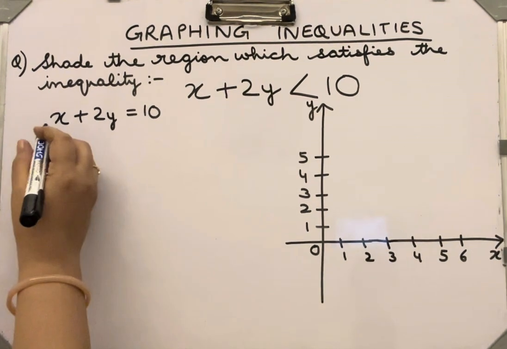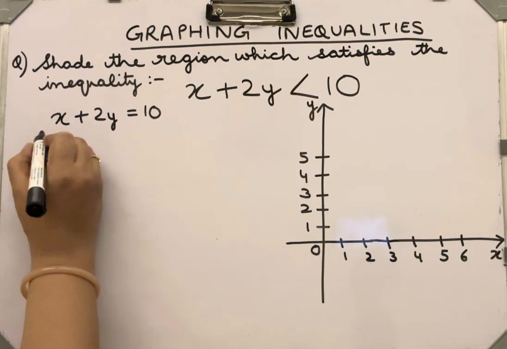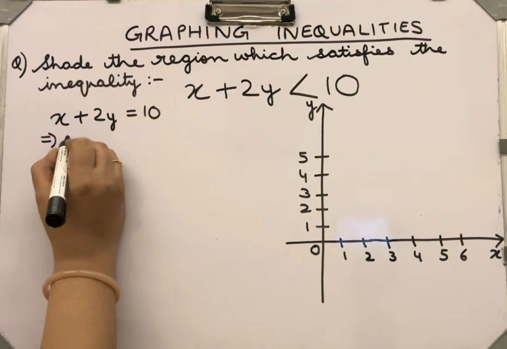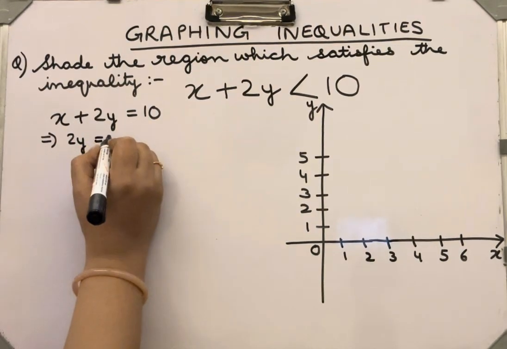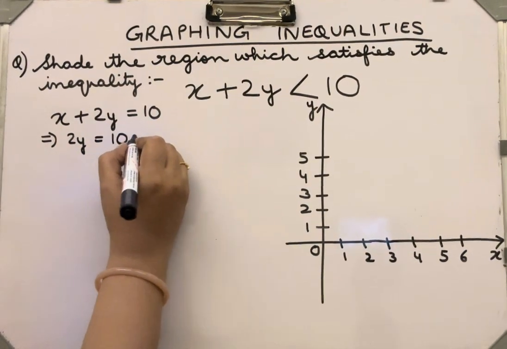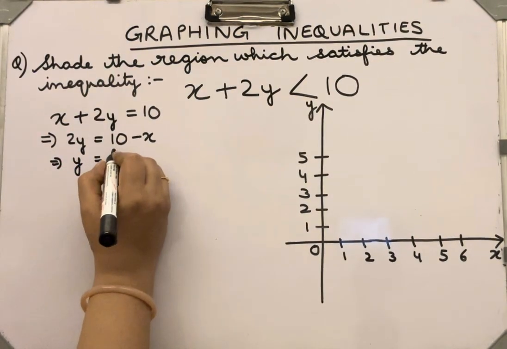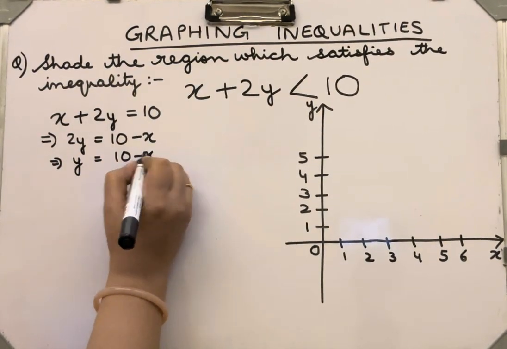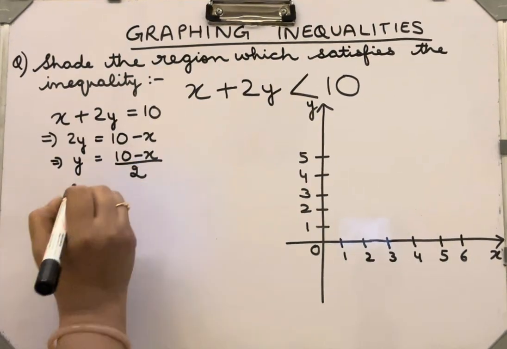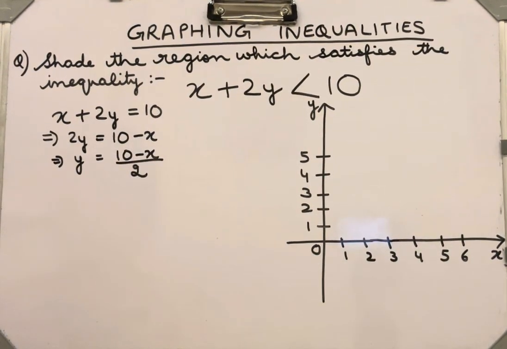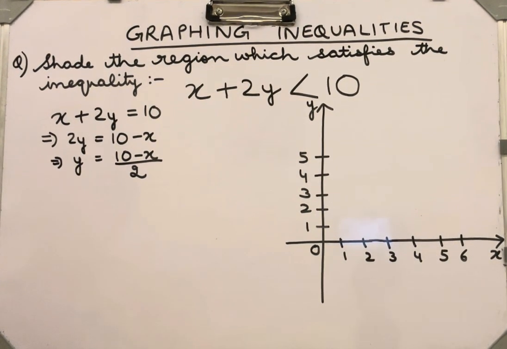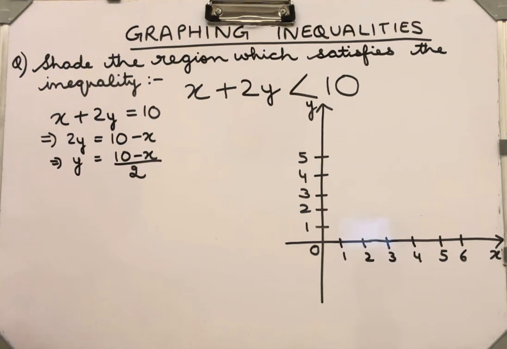Now let's rearrange this equation. Rearranging, we get 2y is equal to 10 minus x. So this follows y is equal to (10 minus x) divided by 2, the whole thing divided by 2. Now let's find three coordinate points, minimum three coordinate points, which will satisfy this equation.